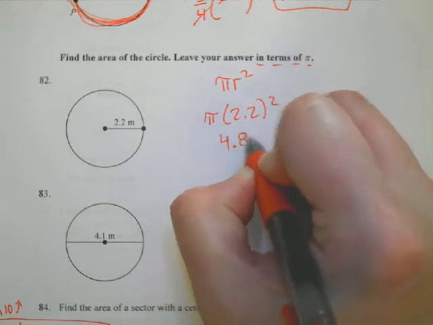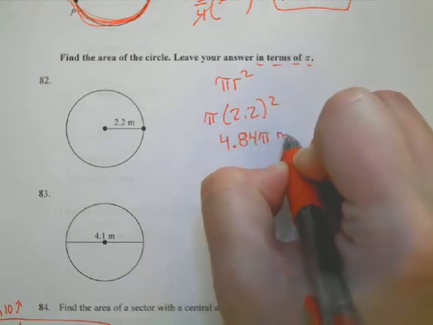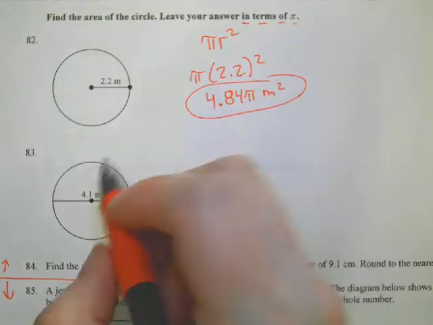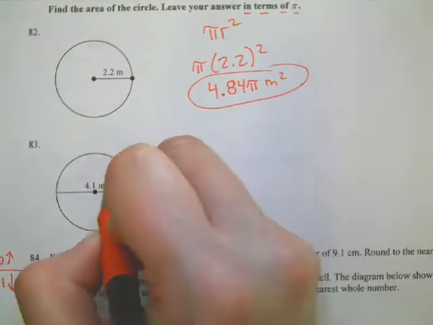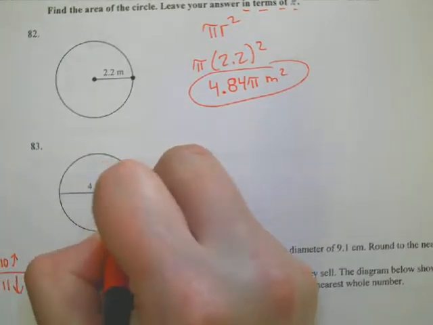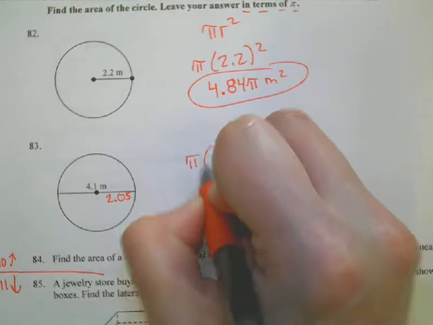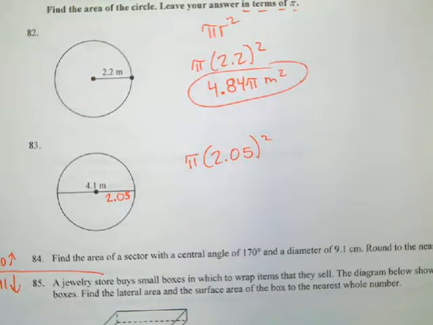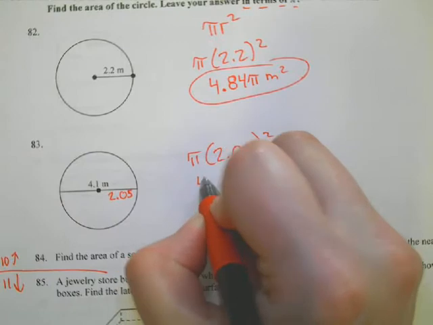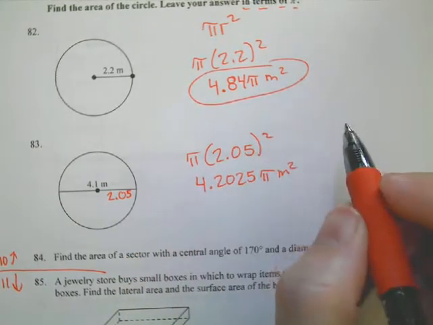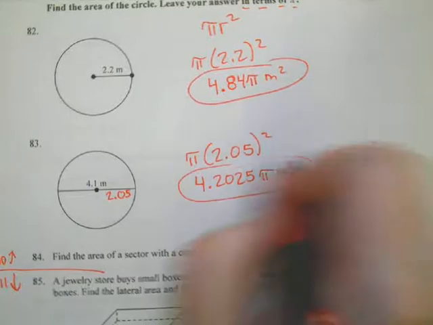Correct? Alright, so on 83, notice they give you the diameter, so we first need to find the radius. The radius is half of that diameter, so if the diameter is 4.1, half of that is 2.05. So I have pi times 2.05 squared, which gives me 4.2025 pi meters squared, and it actually wants all those numbers in the answer. Make sure that you're understanding the process because the numbers will be different on the exam.